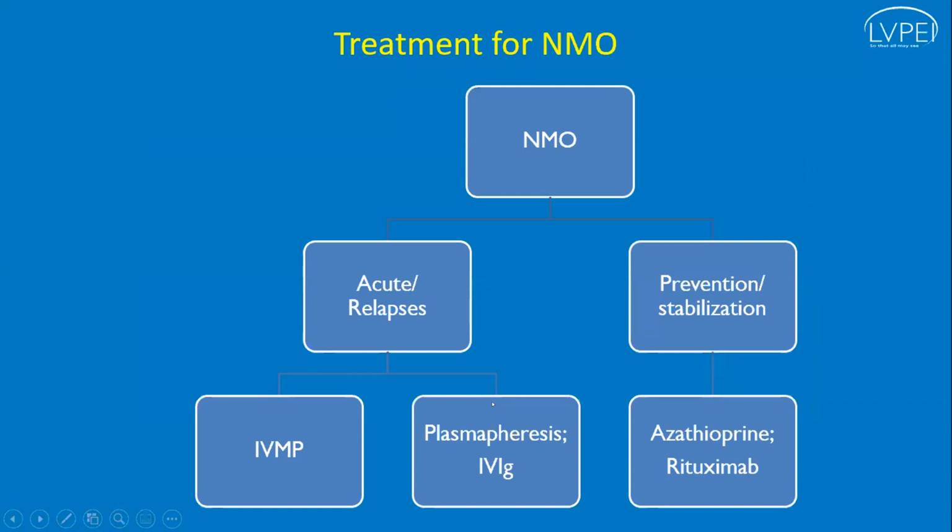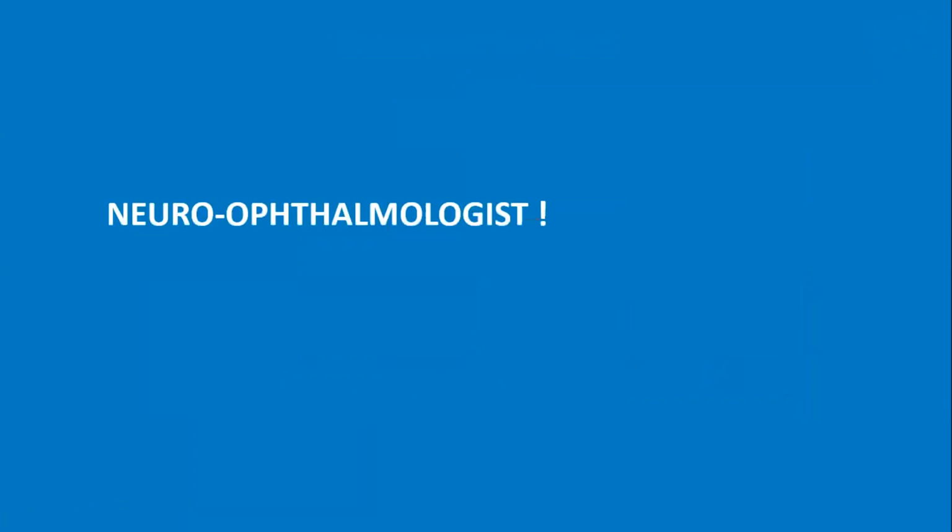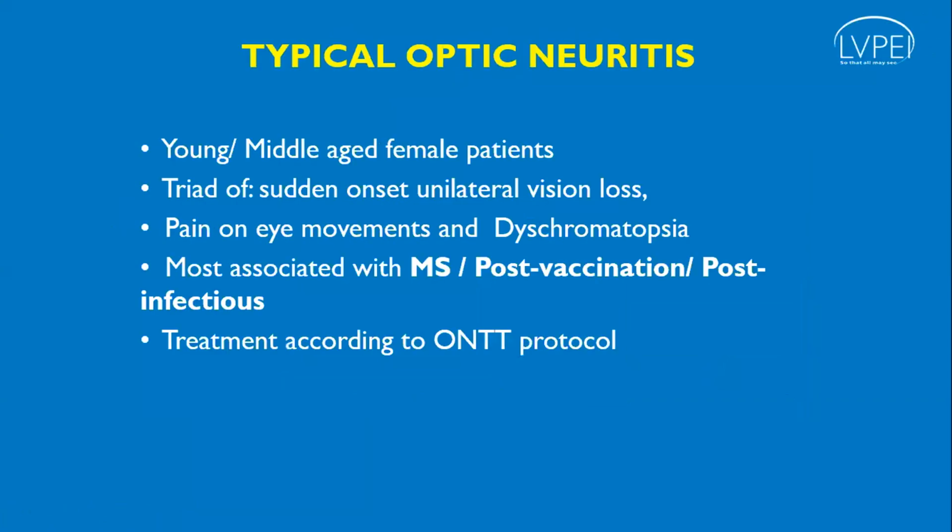Dr. Preeti alluded to this slide about treatment for NMO, so I will not go into much detail about it. So what should we be doing as neuro-ophthalmologists? We should be trying to see whether the patient falls into a typical idiopathic optic neuritis or an optic neuritis in the setting of multiple sclerosis. So what are the clinical features of a typical optic neuritis?